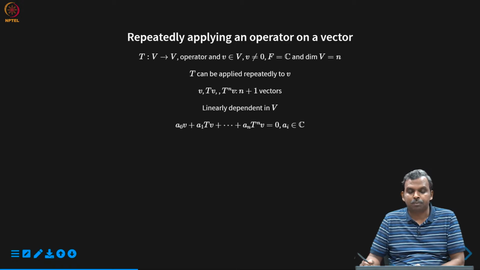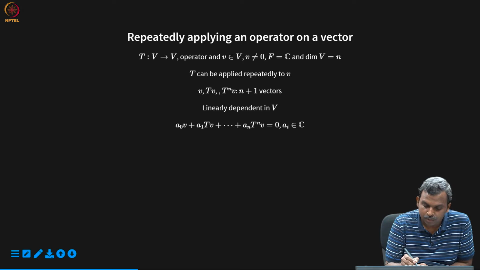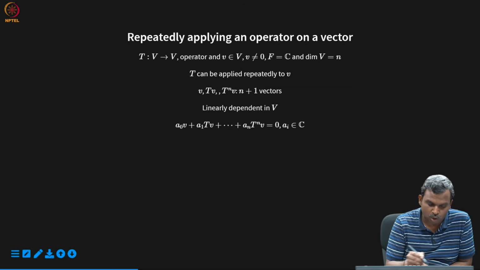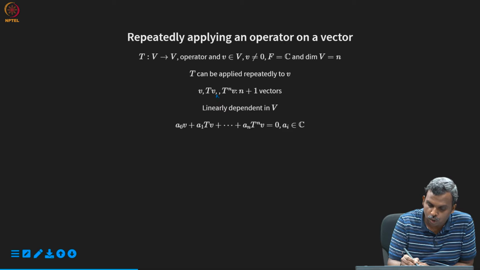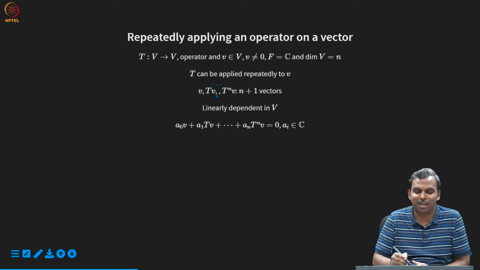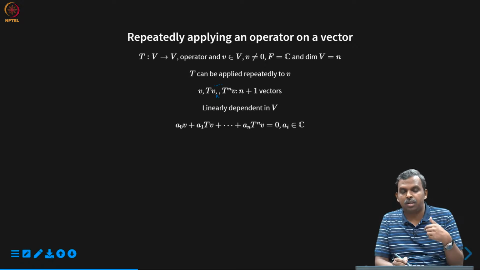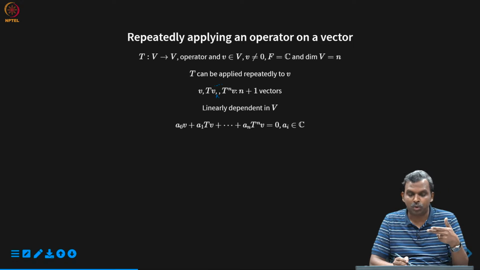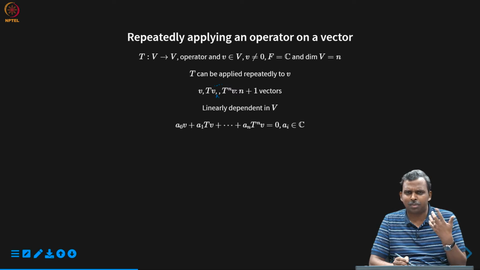So let's look at T being repeatedly applied to v. What would happen when you apply it repeatedly? You can keep on doing it. You can imagine there needs to be a dot here. So you're repeatedly doing it: v, Tv, T squared v, T cubed v, T applied repeatedly to v, and you can go on up to n. You can in fact imagine going to n plus 1, n plus 2, etc.